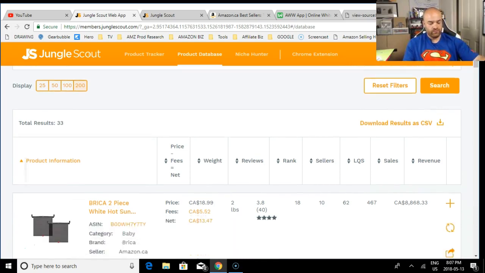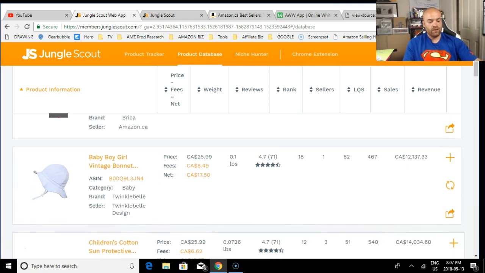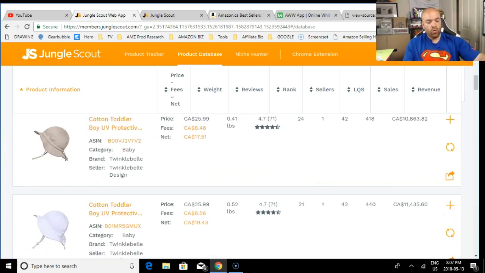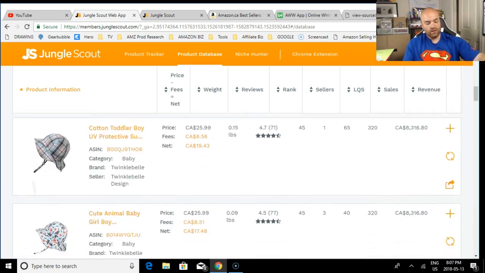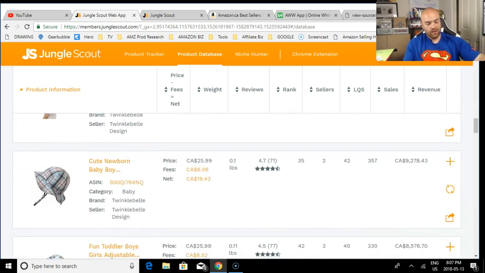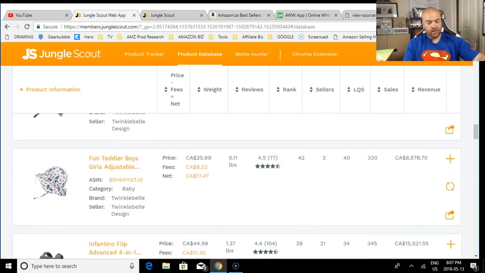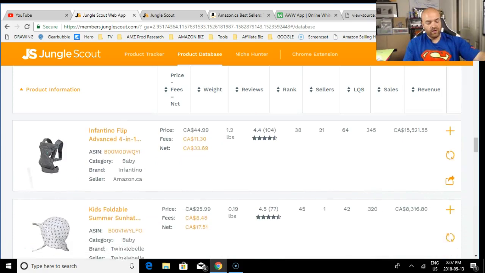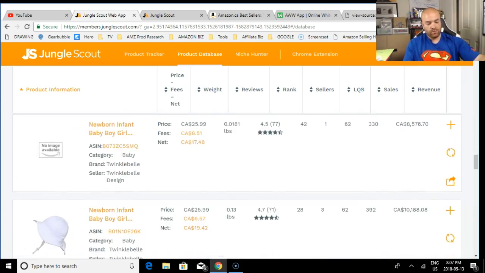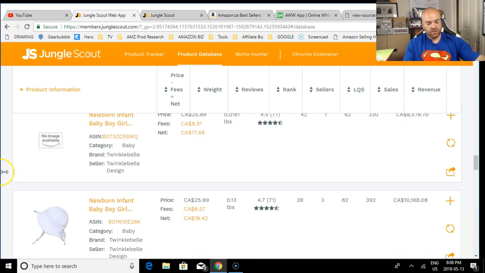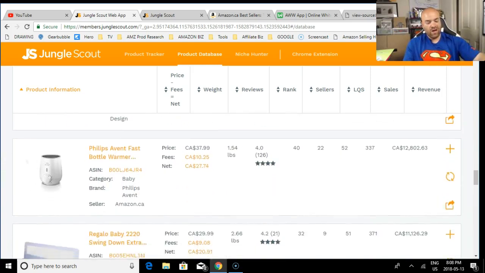But here's the problem. When you go through baby, you get this bonnet that represents 27 of the 33 listings, that baby hat. So one seller essentially is selling that baby hat, Twinkle Bell, and Twinkle Bell represents, as you can see, I'm going through them all, and these no images are actually Twinkle Bell as well. It's the baby hat as well.